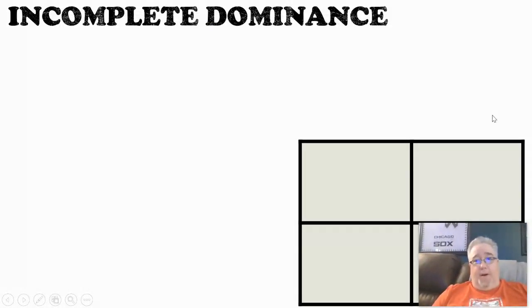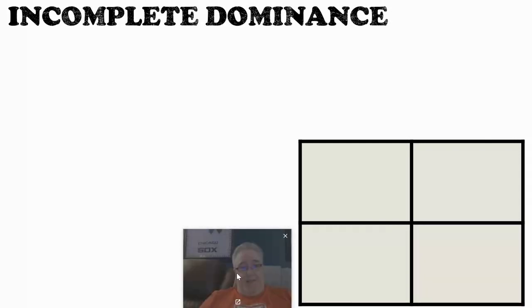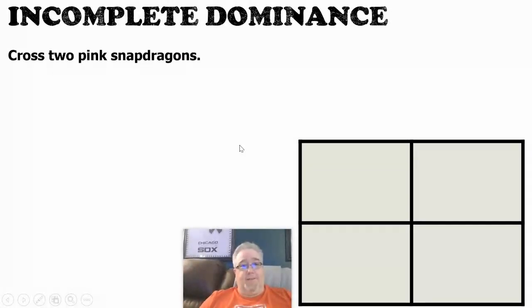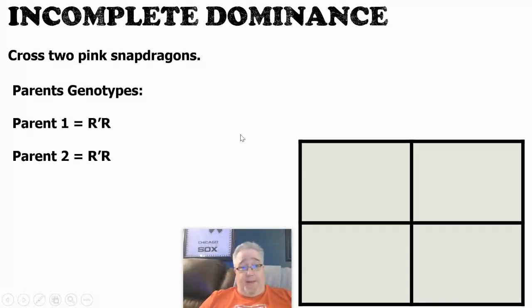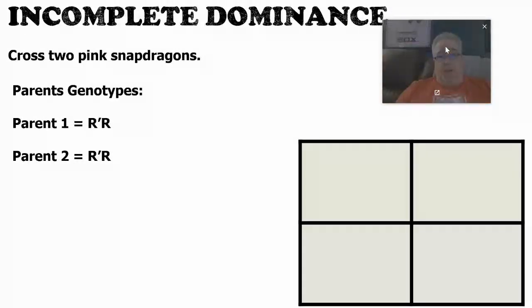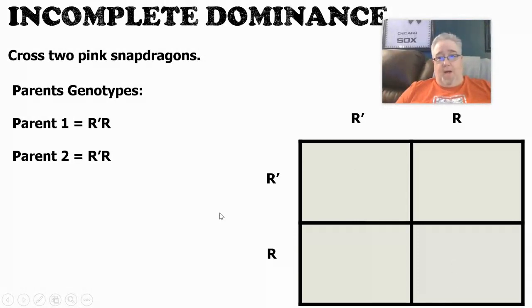Let's go ahead and do a Punnett square for this. Let's say we want to cross two pinks, a pink snapdragon with another pink snapdragon. So here are your two genotypes. We're going to fill in our Punnett square: R prime R on one side, R prime R on the other side. If you look at the boxes, this offspring is going to be red.